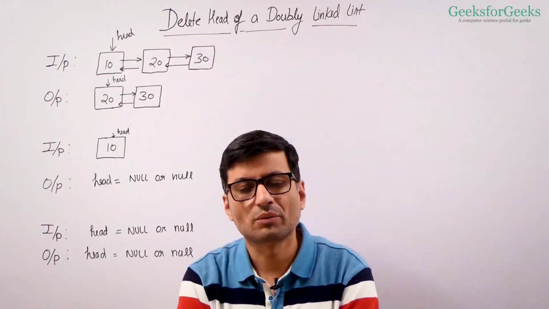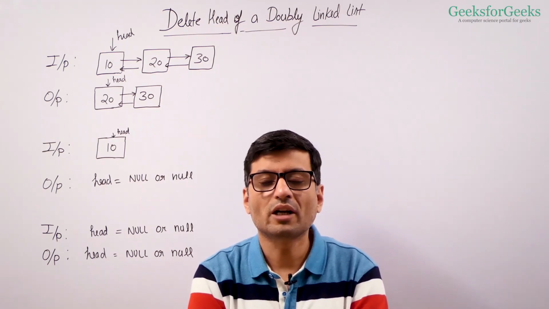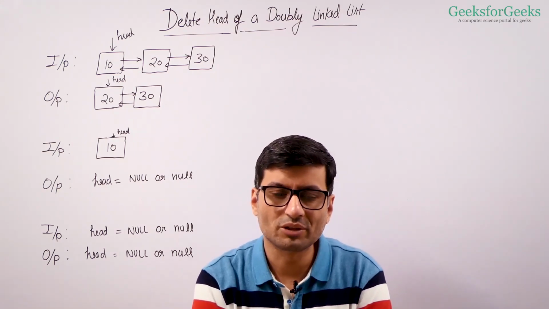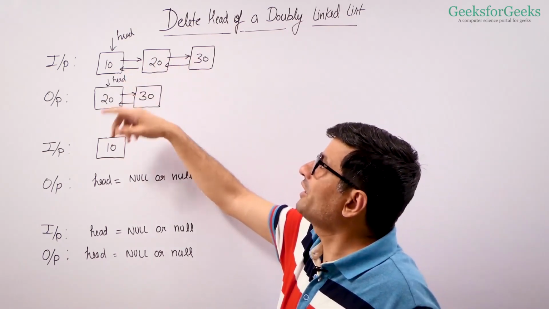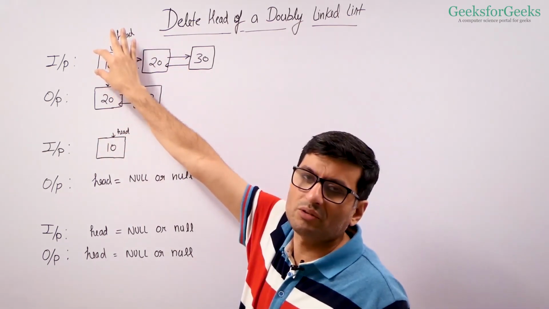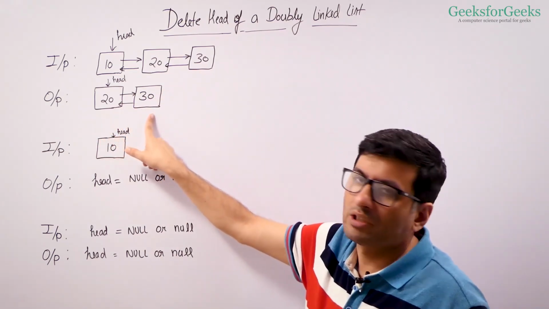Let us talk about this problem. We are given a doubly linked list. We need to delete head node or first node of this doubly linked list. Let us see this example. We have three nodes 10, 20, 30 and head is here at the first node. So once you delete the head node, your doubly linked list will become 20, 30.